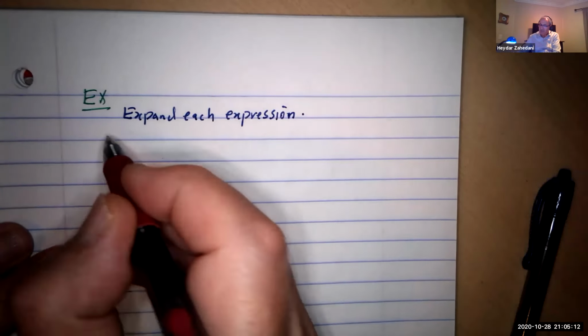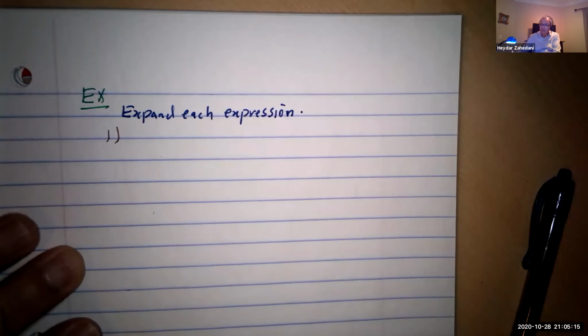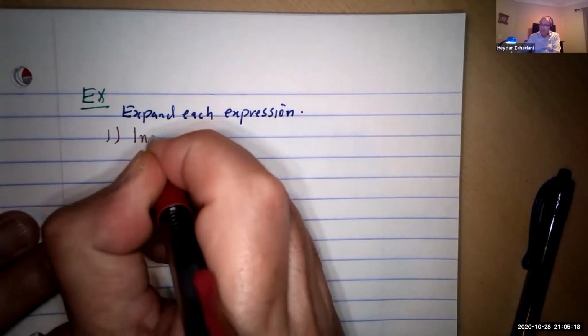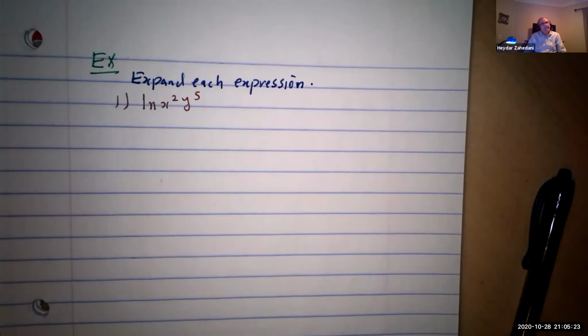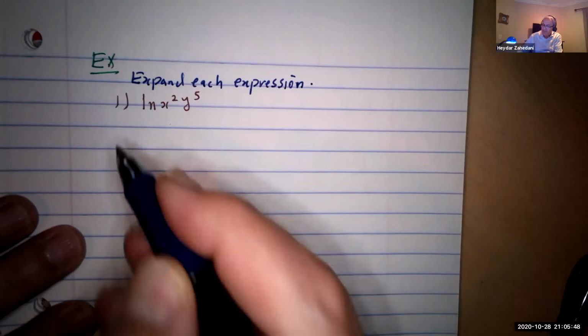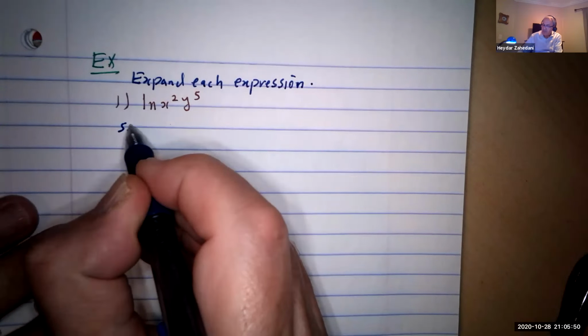So we start with this one. You get something like ln of x squared y to the 5th. You see, we can expand it if you have a log of a product or a log of a quotient. The product would be changed into the sum of two logs, the quotient can be changed into the difference of two logs. This time you have the product, so we just use the product rule. The main operation is multiplication.